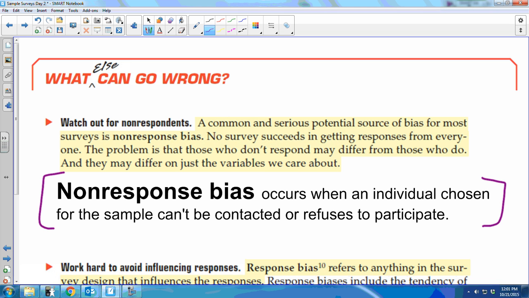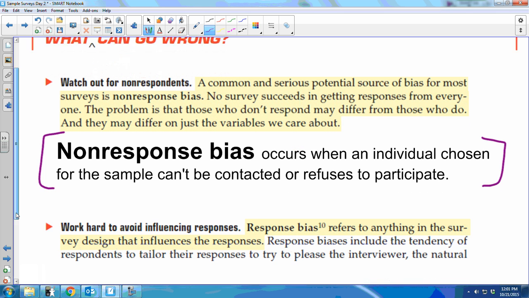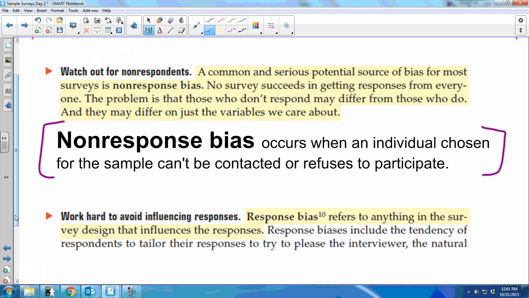So out of the 25 people I've selected, maybe some refuse to participate, or maybe they're on vacation or something, and you can't contact them. You can't get a hold of them. So non-response bias is when you have already selected your sample. You already know who you're going to ask, and then you can't get a hold of those people. Does that make sense? Of course, if there's non-response bias, there has to be response bias as well.